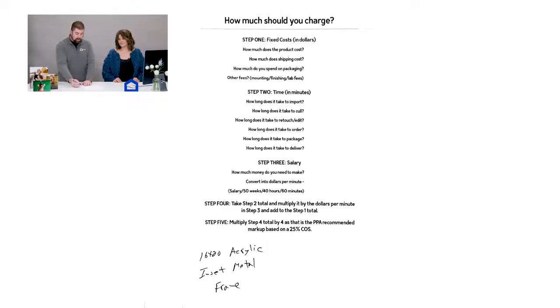So if you can read this, I have formulated this based on a 16 by 20 acrylic wall panel with the inset metal frame, because again, I like that one. So let's just start at the top here. Step one, your fixed costs. How much does the product cost? That is $125. There is no shipping cost on that as long as you ship it with the free option. I don't repackage that, or I haven't paid for additional packaging through the lab. For other fees, I usually choose to have a color correction done just because I like doing that, so that's $1. So your total cost for your 16 by 20 wall panel with the color correction is $126.